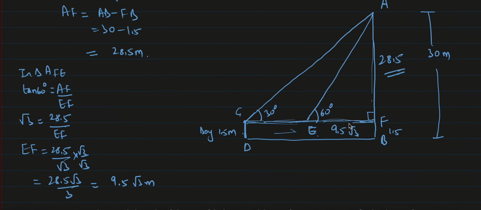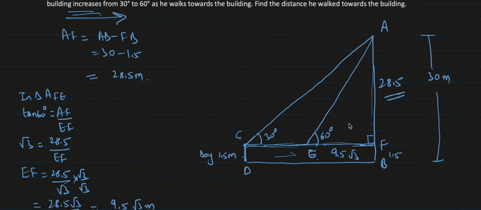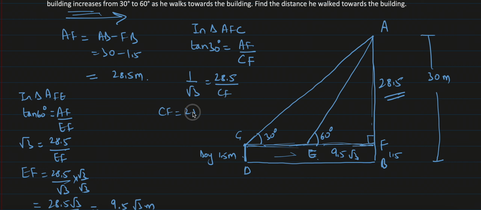Okay. Now let us move to the next triangle. So I'll do it here. In triangle AFC, tan 30 degrees is equal to AF by CF. So tan 30 is 1 by root 3. So AF 28.5 by, this is CF. So CF comes out to be 28.5 root 3 meter. So I have this CF, whole thing 28.5 root 3 meter.